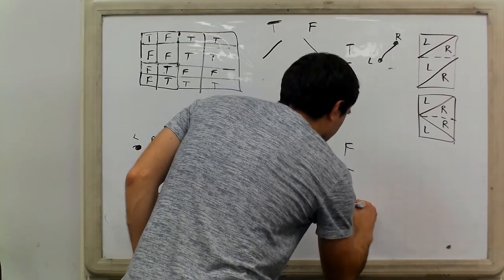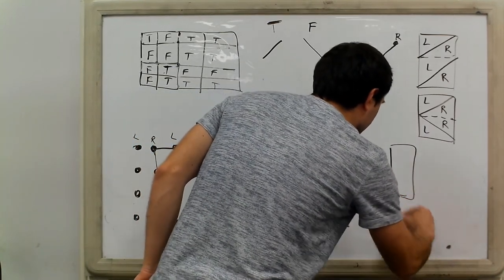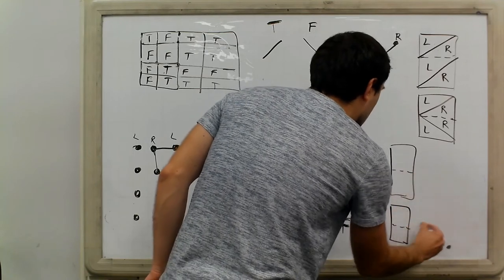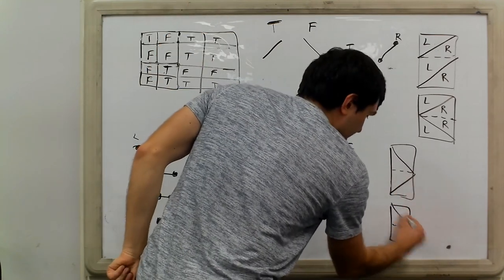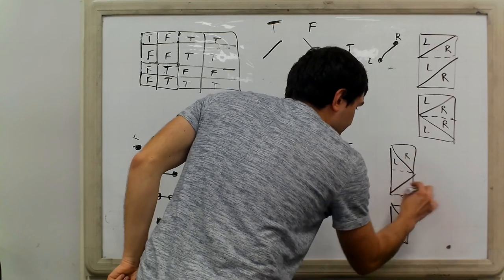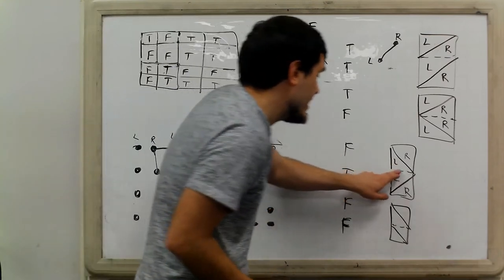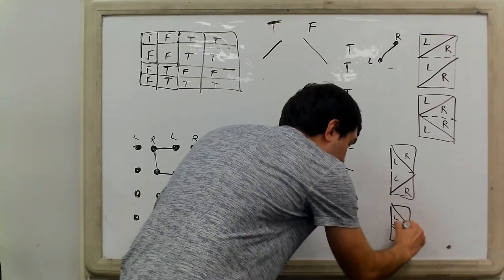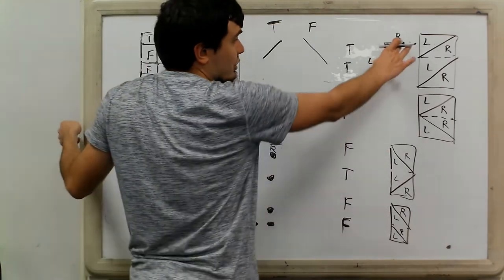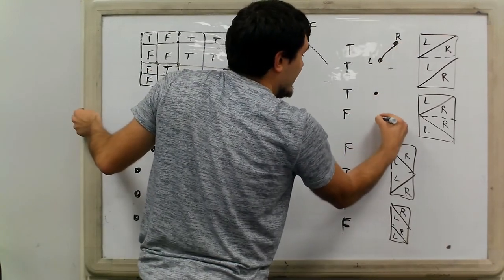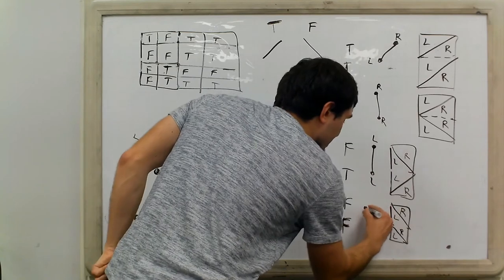False, true, and false, false. Here we'll show another diagram, and here we'll show another diagram. If you have false, true, then you're getting this, and if you have false, false, you're getting this. After labeling it left, right, we see that in the false, true case, you're connecting left to left, and in the false, false case, you're connecting left to right. So basically, the true, true corresponds to this kind of edge, this one corresponds to right connected to right, this one corresponds to left connected to left, and this one corresponds to left connected to right.